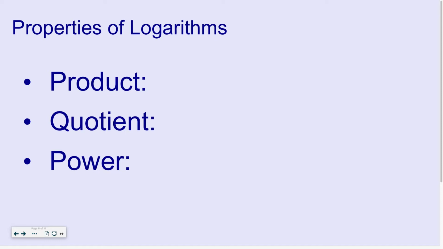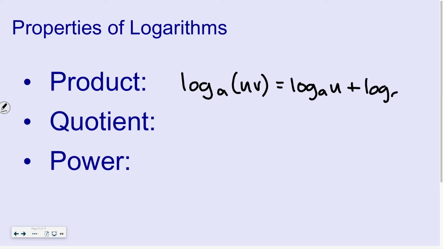Our last set of properties are probably the properties that maybe you recall from Algebra 2. And we use these properties to do something we call expand and condense. Our product property looks like this. Log base A of u times v, which is a product because u and v are being multiplied, is equal to the log base A of u plus the log base A of v.